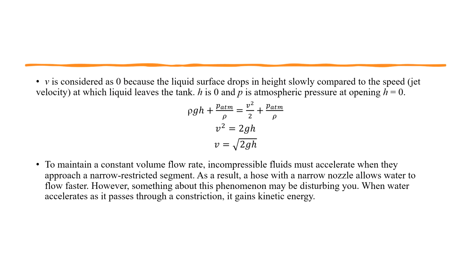To maintain a constant volume flow rate, incompressible fluids must accelerate when they approach a narrow restricted segment. As a result, a hose with a narrow nozzle allows water to flow faster. When water accelerates as it passes through a constriction, it gains kinetic energy. For the next part, my friend will explain the procedure for this experiment in more detail. Thank you.